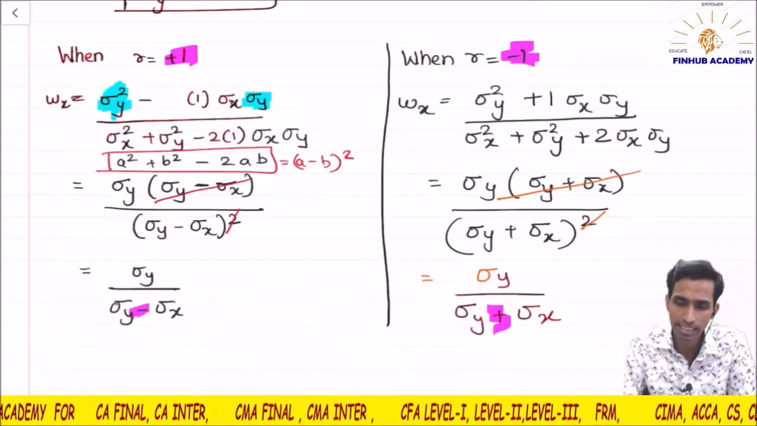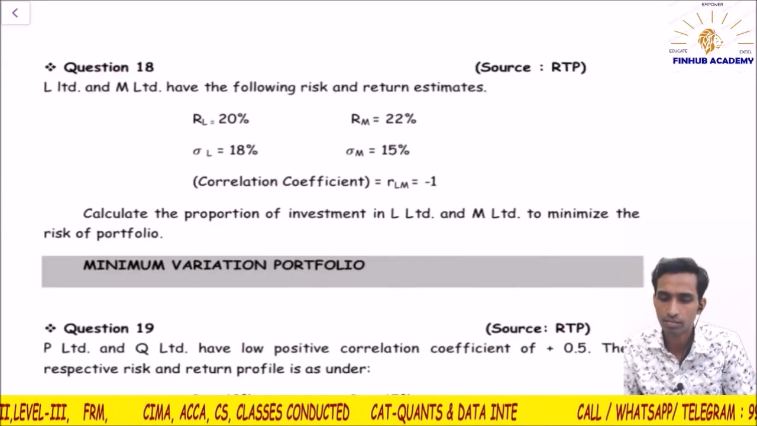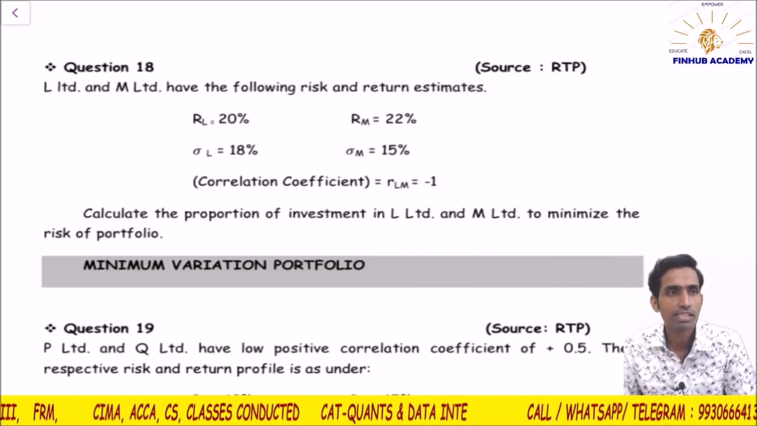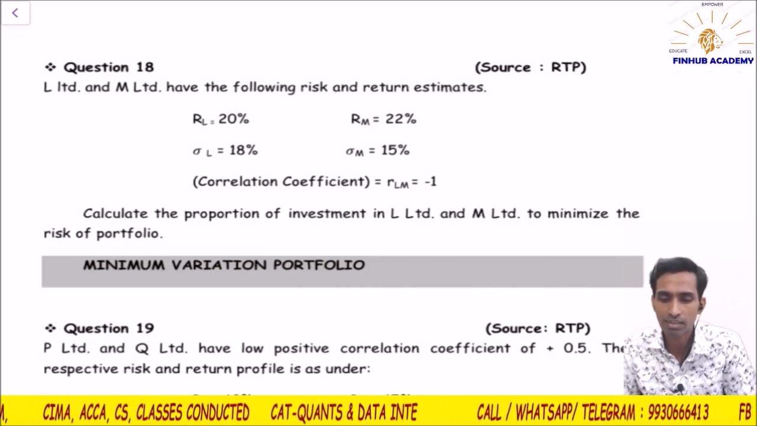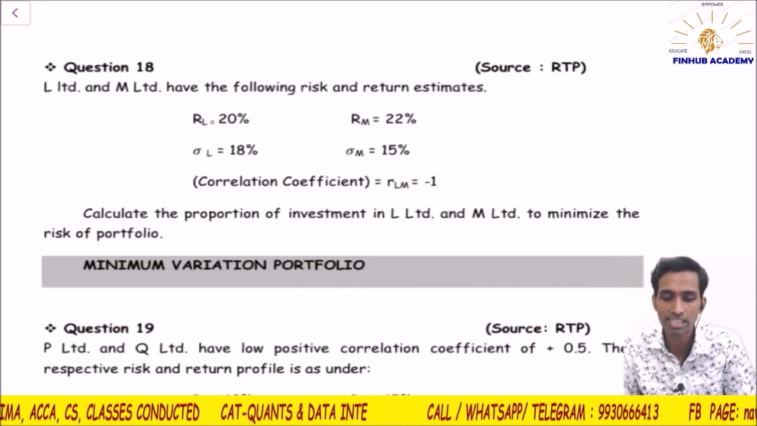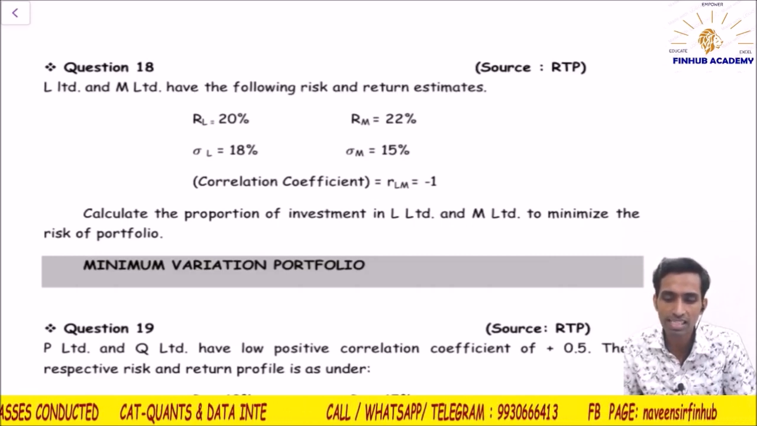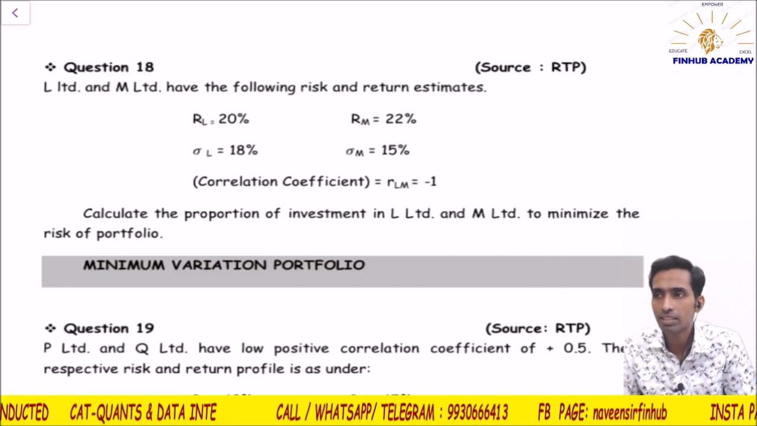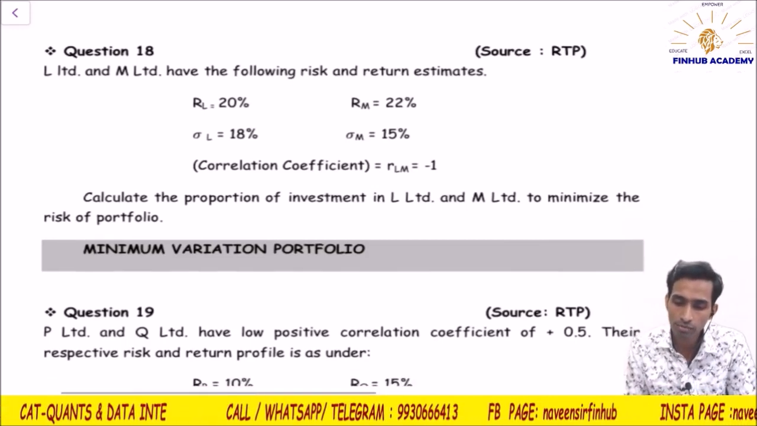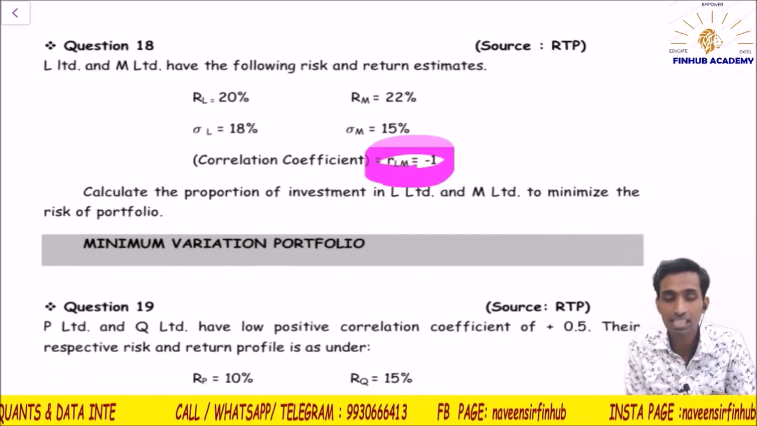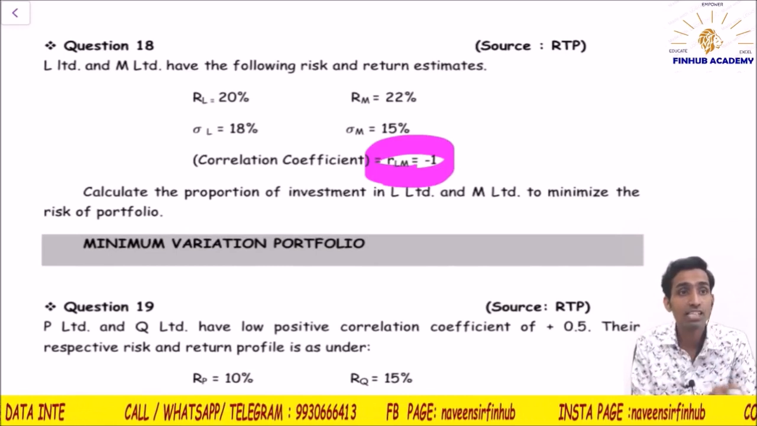See question number 18. Okay, 198 or something. Please check. Okay, L and M Limited have the risk and return. See, return of L is given, return of stock M is given, standard deviation of L is given, standard deviation of M is given. You understand? Correlation coefficient is what? -1. Okay, -1.